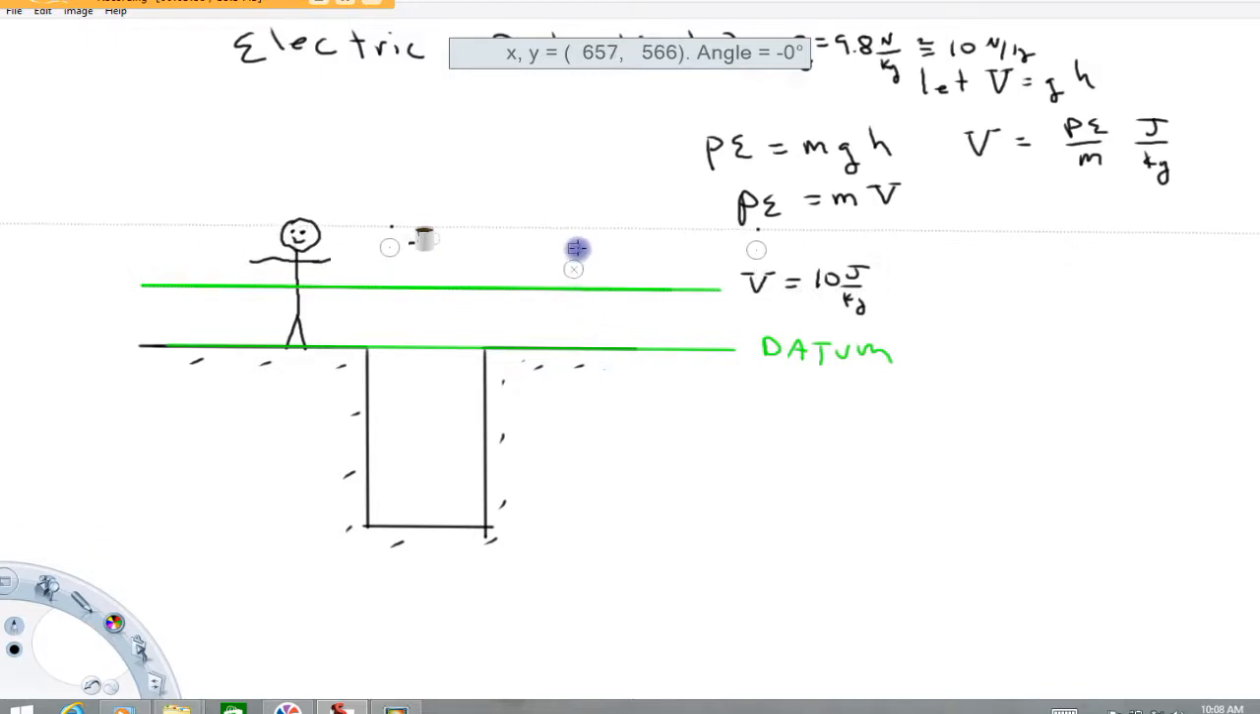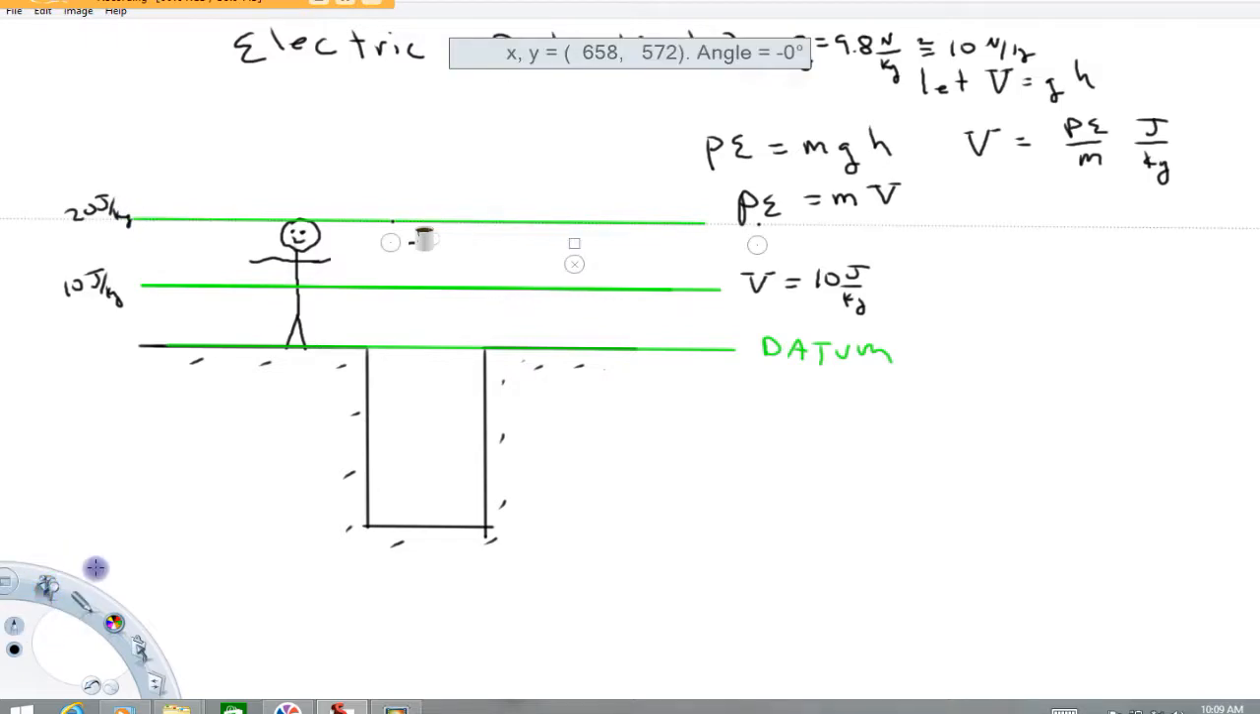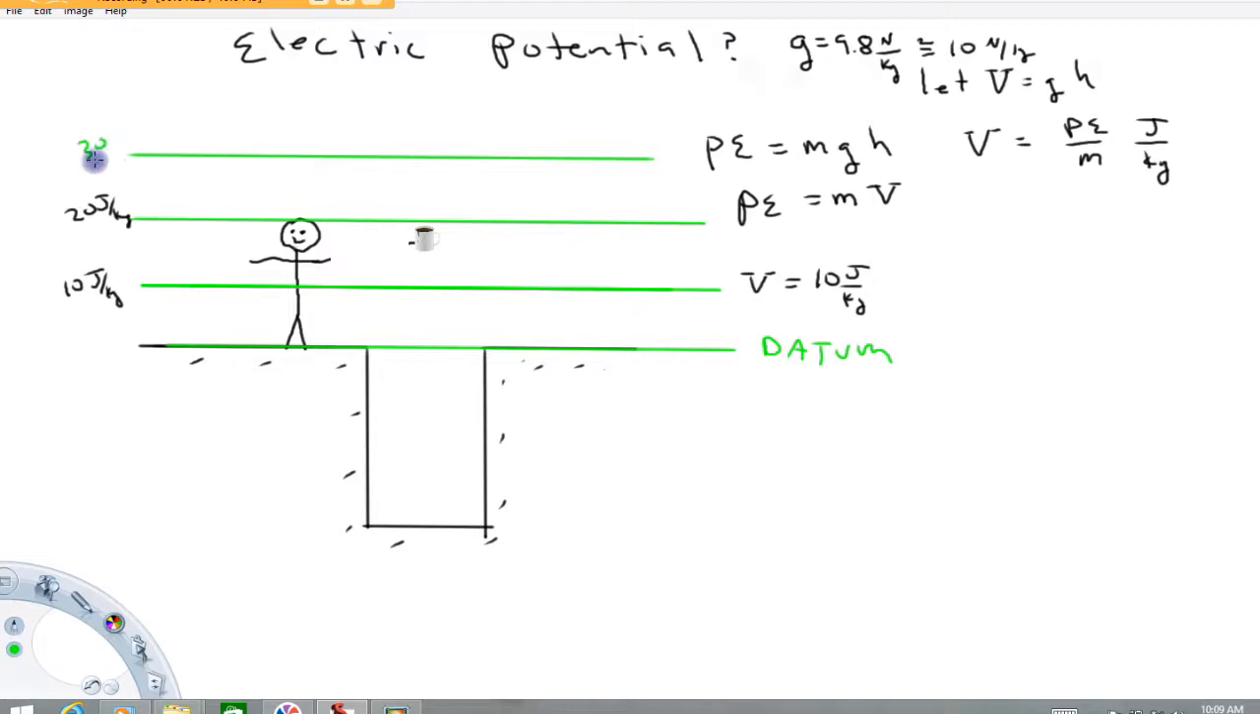If we come up another meter, about here, give or take, now our potential is about 20 joules per kilogram. And if we come up another meter, now our potential is about 30 joules per kilogram. You'll notice that as I get higher and higher, the potentials get higher and higher. This line right here, we'd be at a potential of 0 because the height is 0.